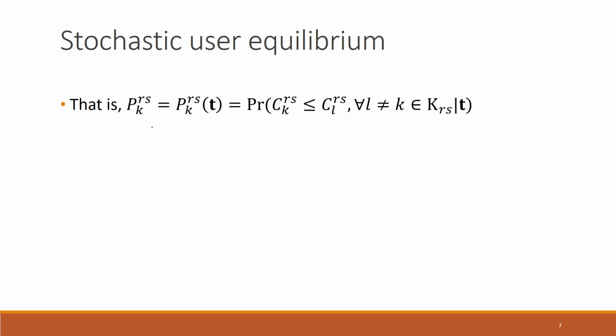So this PKRS is a function of the measured travel times here, which is denoted by this bold T here. This is the probability that the perceived travel time on path K connecting R to S is the lowest among the perceived travel times across all the paths between R to S. So this is what it is saying here, given the set of measured travel times that we have.